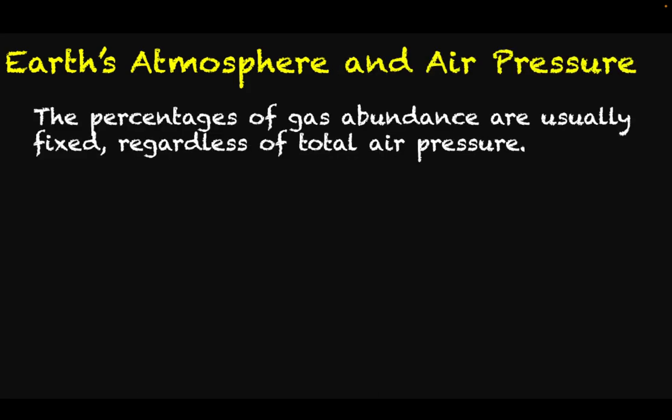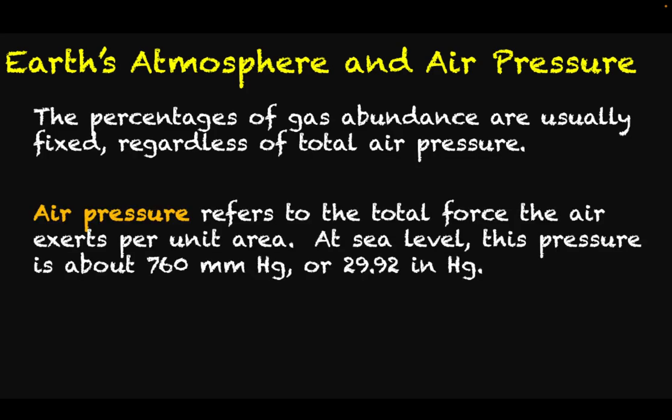Everything else is in very low abundance. So the percentages that I showed you here are usually fixed regardless of what the total air pressure is, as long as you're in the part of Earth's atmosphere called the troposphere, which we will define in just a minute. Whatever kind of air you are breathing in this part of the atmosphere, 78% is going to be nitrogen, 21% is going to be oxygen.